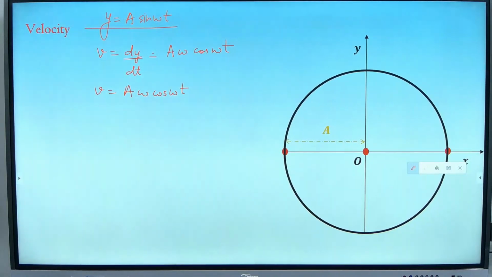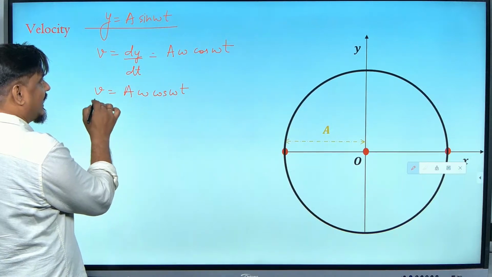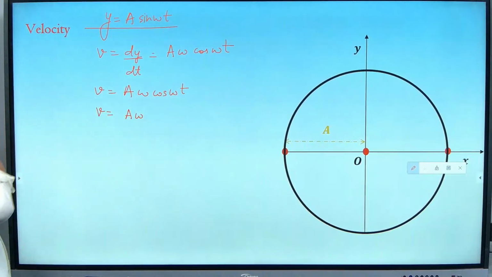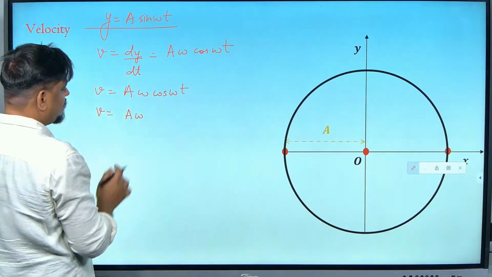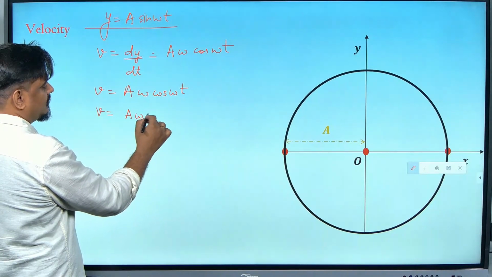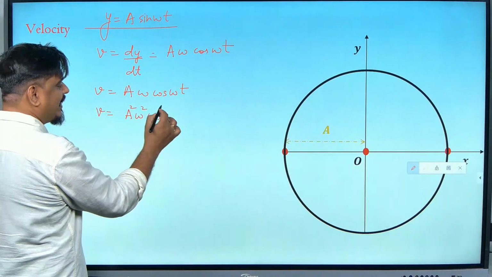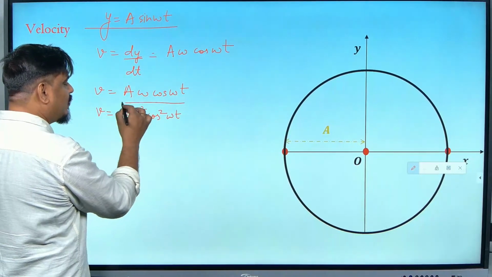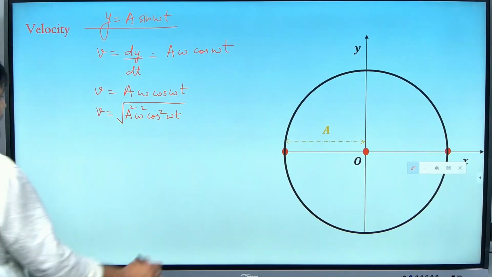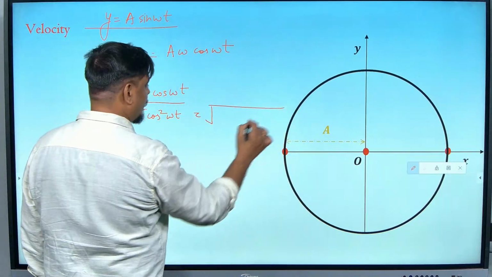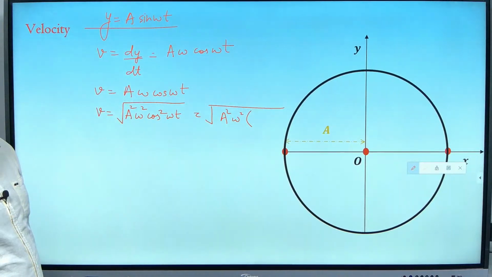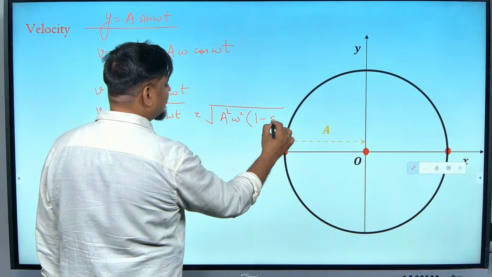Please pay attention, something important I am doing. Can I write this as velocity is equal to root over a square omega square cos square omega t? Can I write like this? Why are you doing that? Good question. I will tell you why. Because I will write root over a square omega square. Instead of writing cos square omega t, I will write 1 minus sin square omega t.